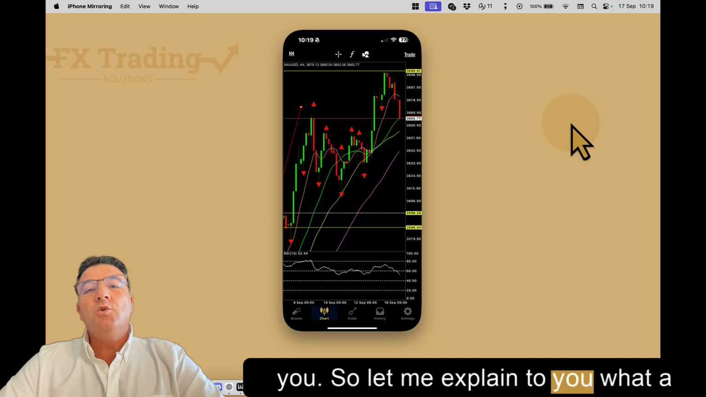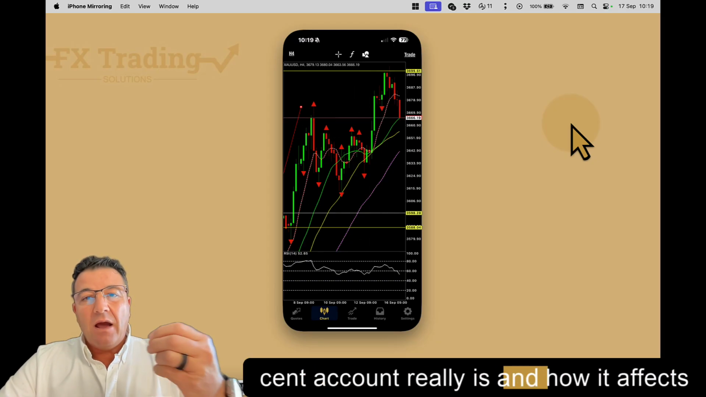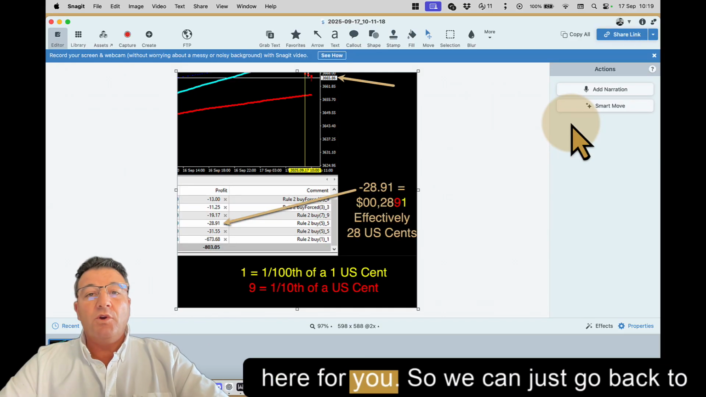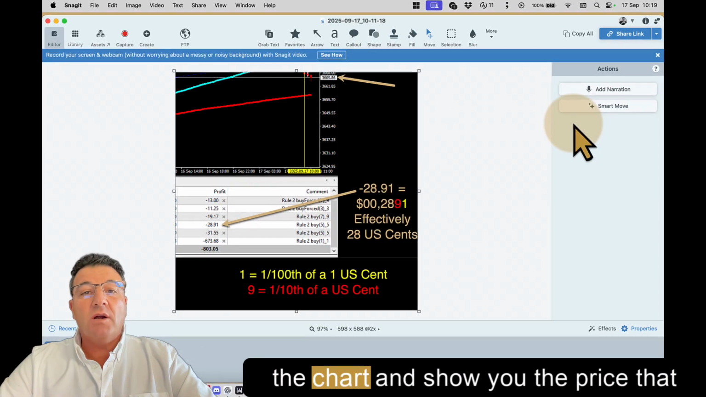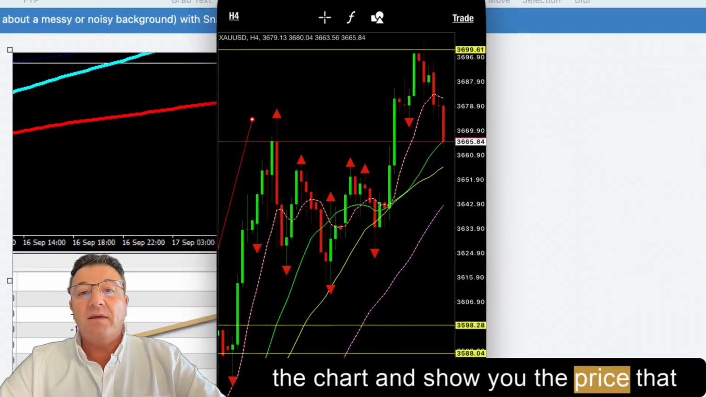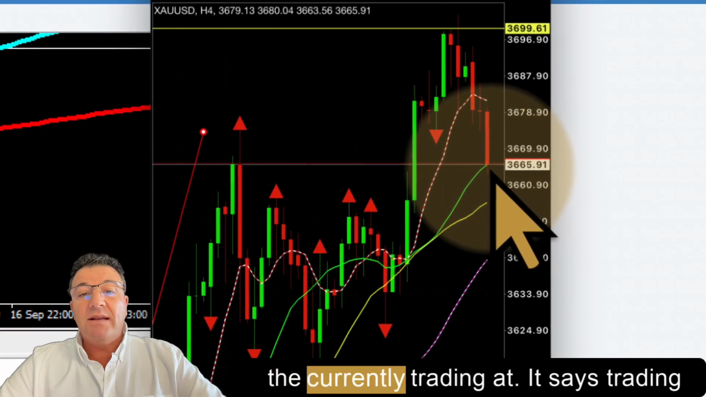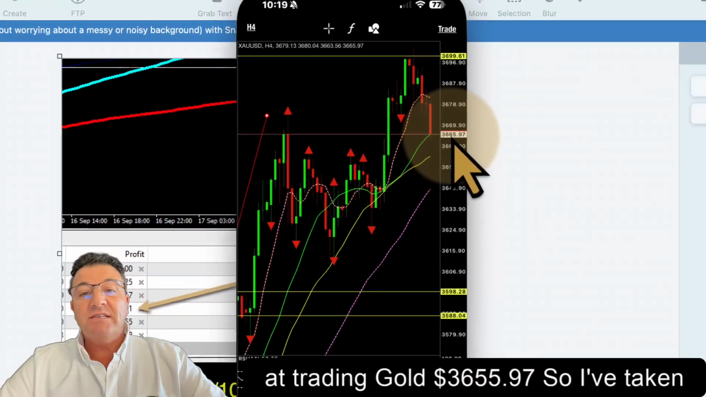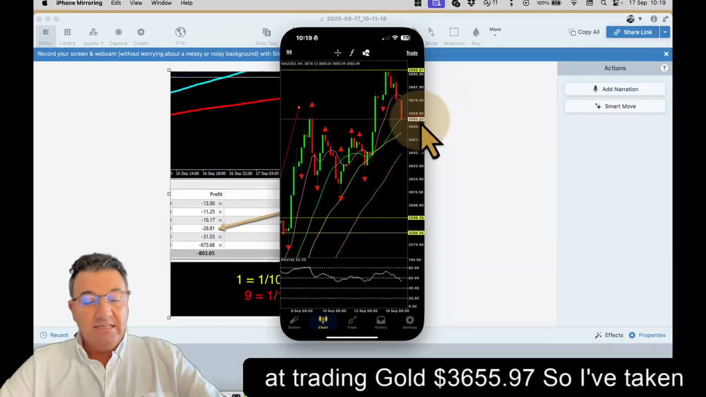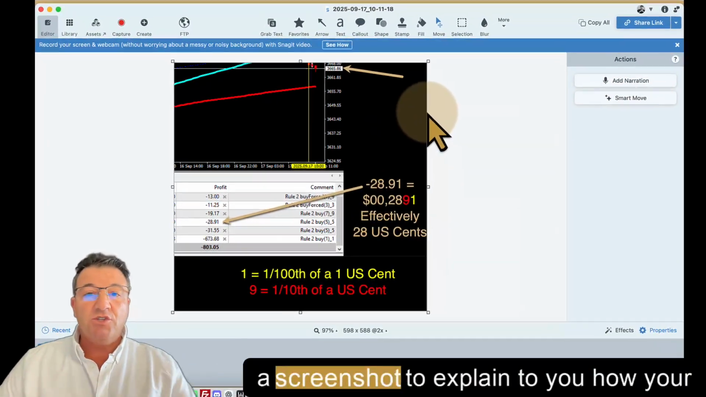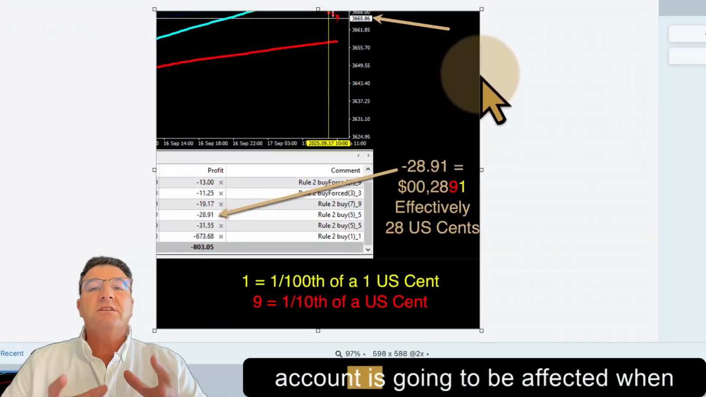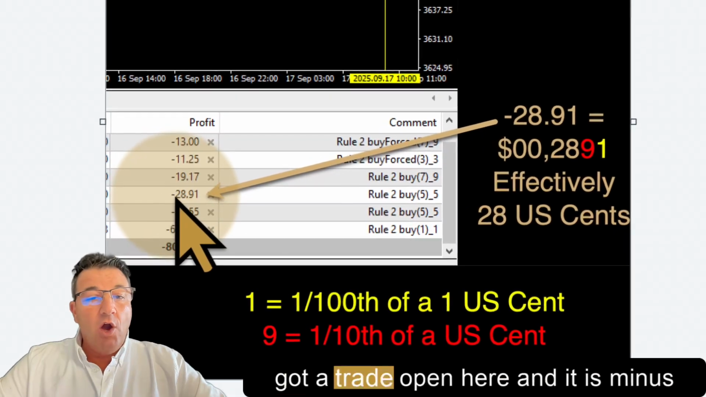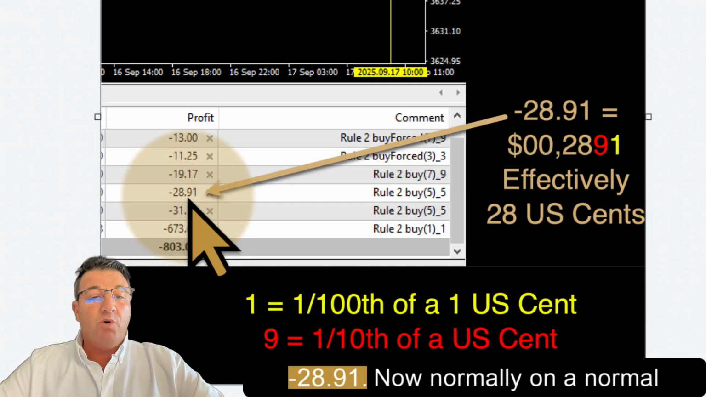So let me explain to you what a cent account really is and how it affects your account. I've created some screenshots here for you, so we can go back to the chart and show you the price that the currency is currently trading at. It says here we're trading gold at 3,665 US dollars and 97 cents. I've taken a screenshot to explain how your account is going to be affected when you start trading with us. I've got a trade open here and it is minus 28.91.